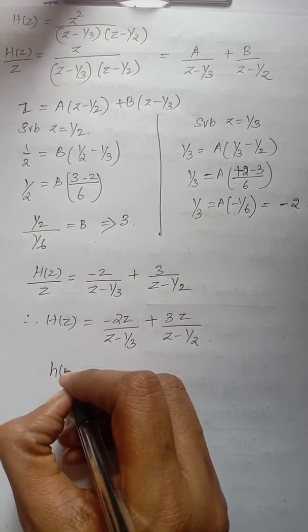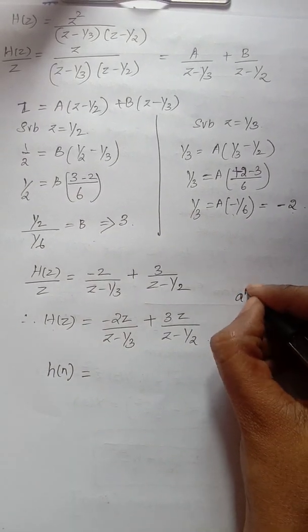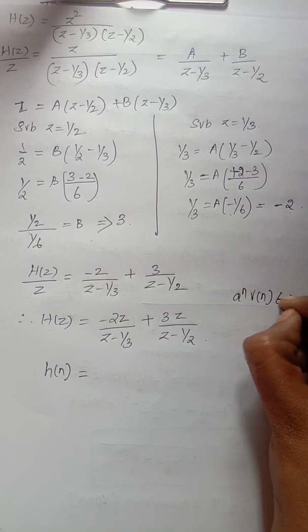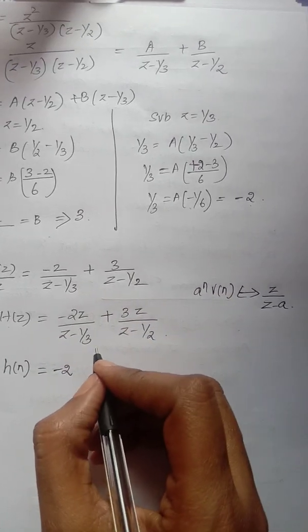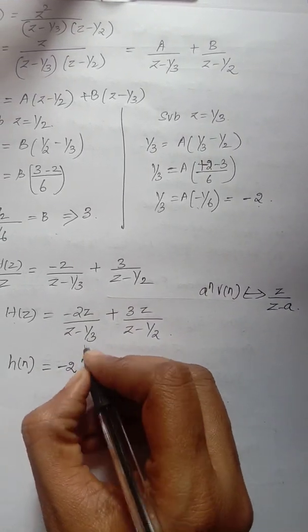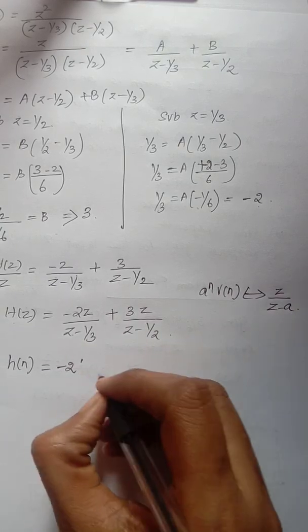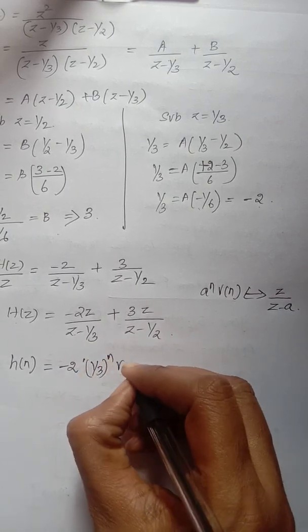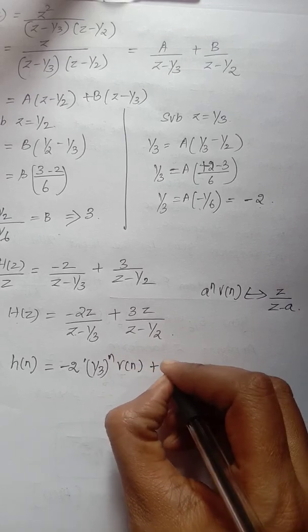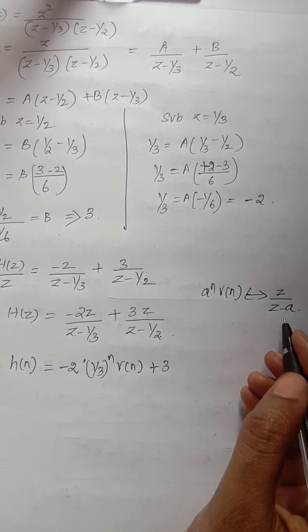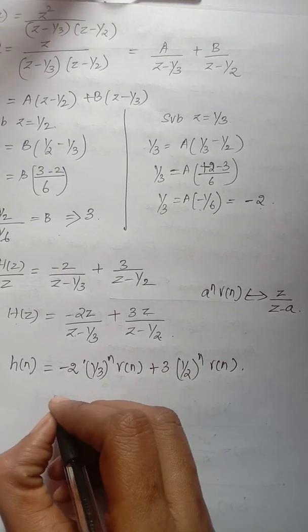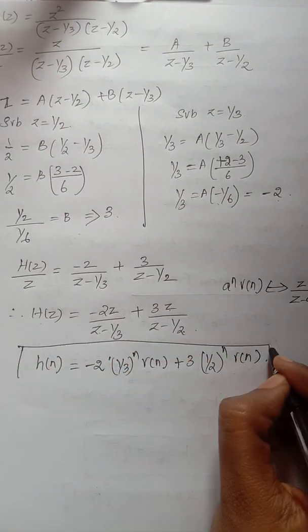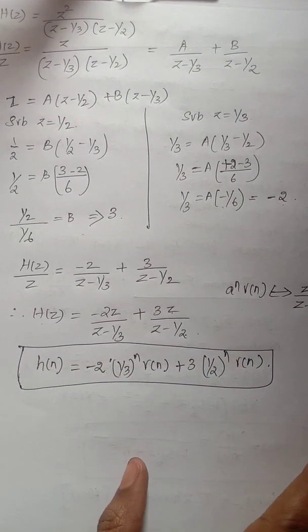Now you can directly find h of n, because you know the Z transform of a power n u of n is z by z minus a. Applying that formula, minus 2 z by (z minus 1 by 3) gives, for a equal to 1 by 3, 1 by 3 power n into u of n, plus 3 z divided by (z minus 1 by 2) gives 1 by 2 the whole power n into u of n. This is the resultant impulse response of the system. So we have found the transfer function and the impulse response of the system.